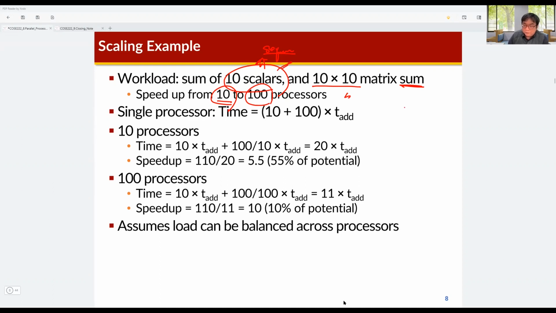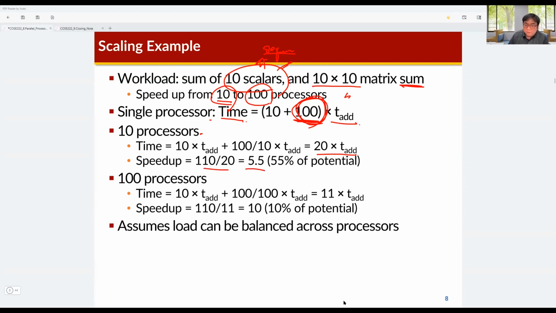So scalar add, like A plus B plus C plus D. So that is the sequential add, and then the 100 by 100 matrix means that it can be parallelized. So with the single core processor, we can calculate the execution time, like 10 plus 100 multiplied by the execution time of add. And then if we use 10 cores, then the execution time will be 10 multiplied by T add, right? Plus 100 divided by 10 multiplied by T add. Only this part can be enhanced. So totally 20T.